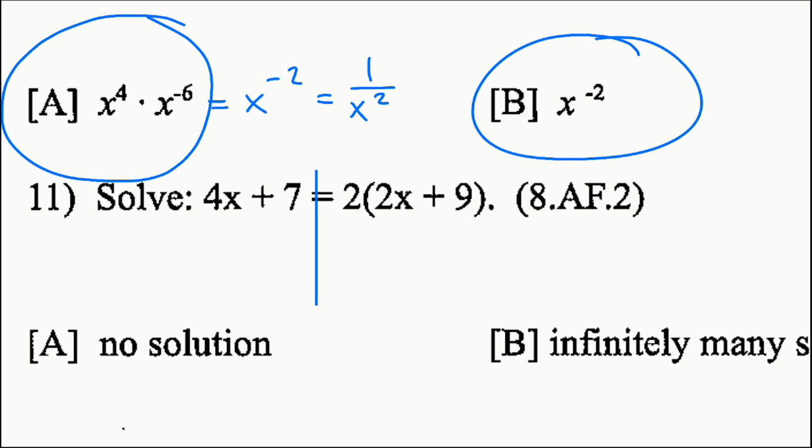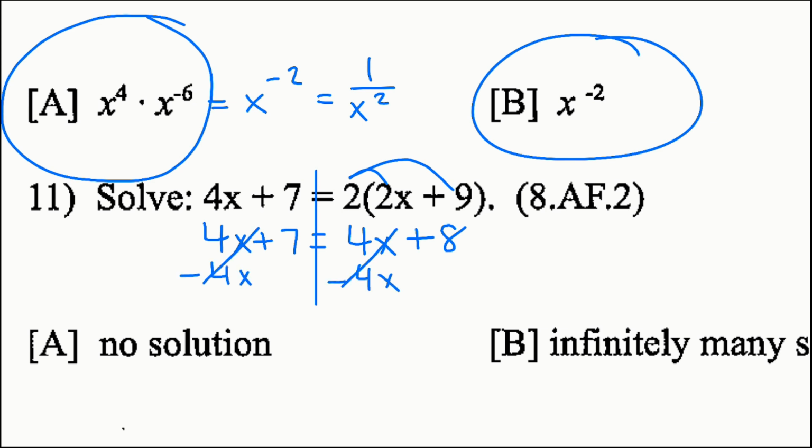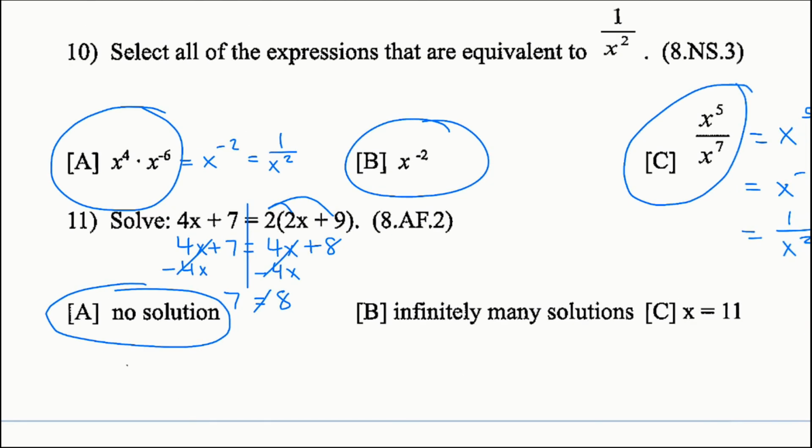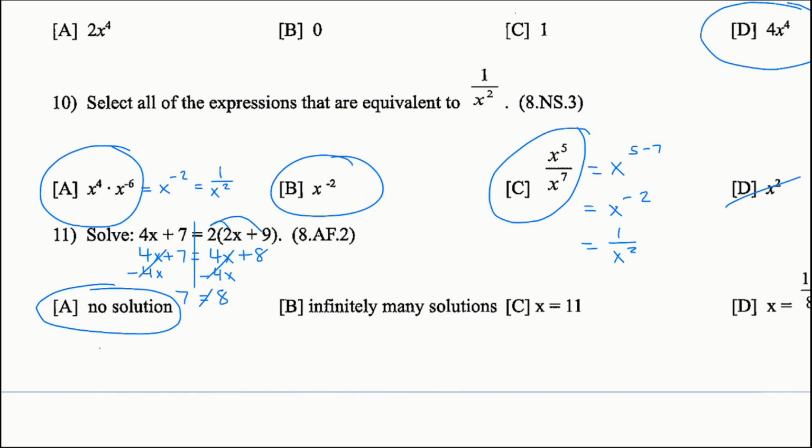All right. First thing that I'm going to do here is distribute 2 times 2 to get 4x, 2 times 9 to get 18. At this point, subtract the 4x on both sides, which will cancel both sides. That leaves you with 7 equals 8. Not true. This is no solution. Okay, that's the first one. That's number 11. Okay, all right, moving on.